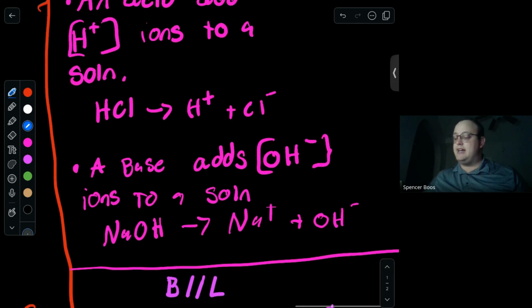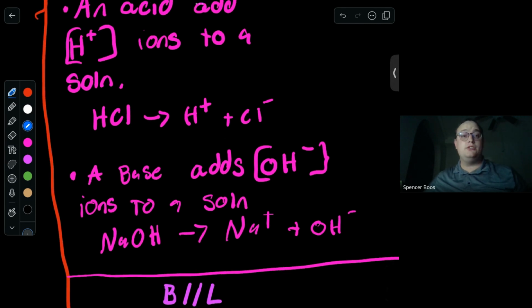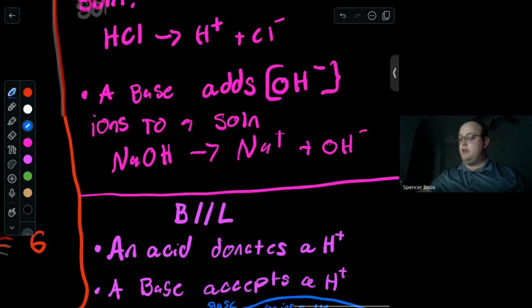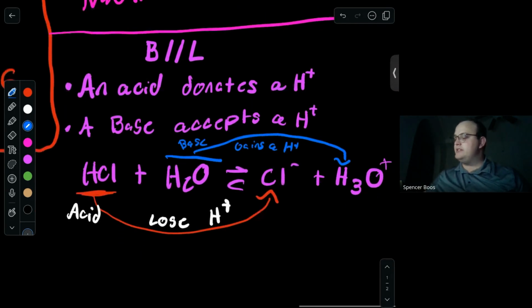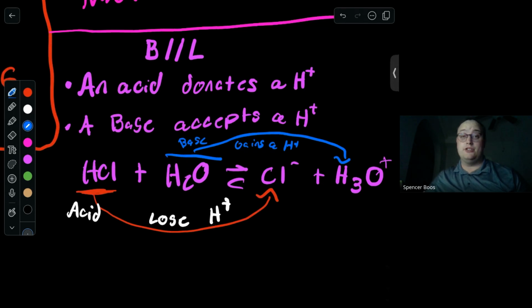Arrhenius's theory says that acids add hydrogen ions to a solution, whereas bases add hydroxide ions to a solution. And the Bronsted-Lowry says that an acid loses a hydrogen ion, and a base accepts a hydrogen ion. A good way to remember it is acids go away. Acid for A, away.